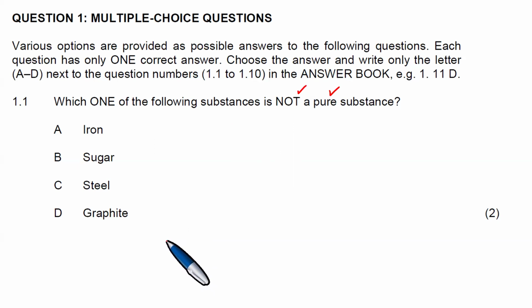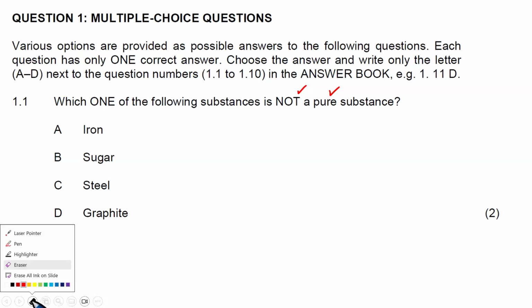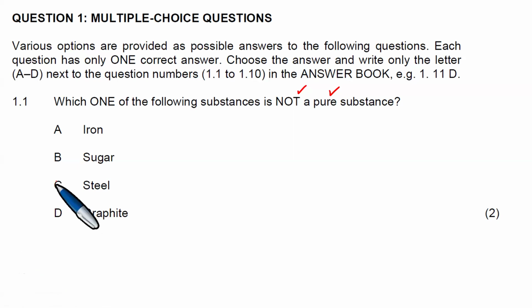B or D? Okay, that's fine. So the correct answer is the letter C, steel, because we know very well that steel is an alloy. Steel is an alloy, and therefore steel combines different metals. So steel itself is not a pure substance. So that is the answer to 1.1.